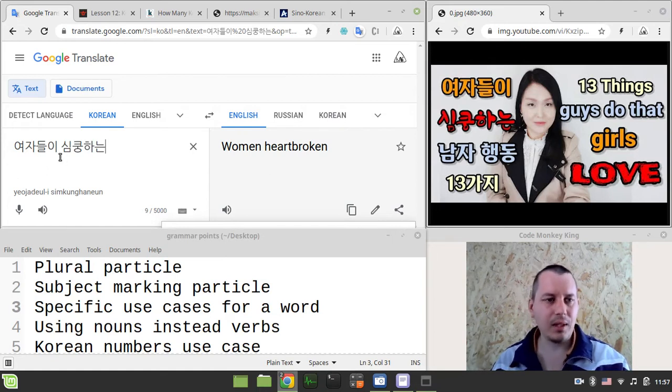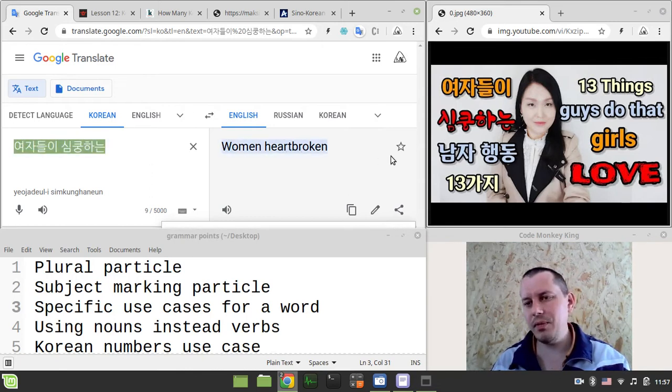So 심고나는, the heartbeat, okay? But if you use this outside the context, the meaning becomes absolutely different from what's actually here. So what girls love, but it's not about women heartbroken. By the way, have a look at how the word girls has changed back to women.